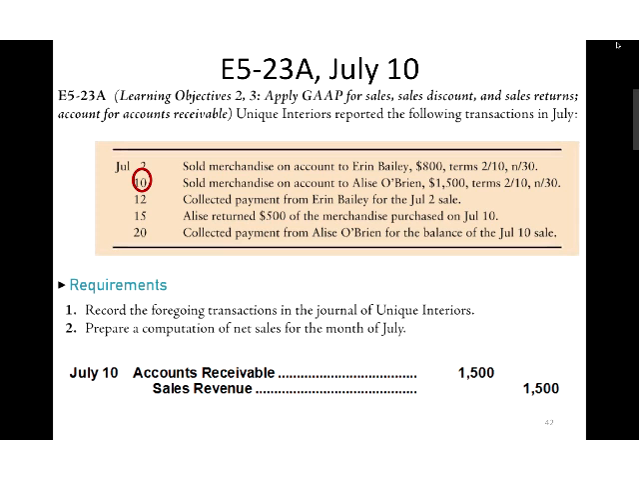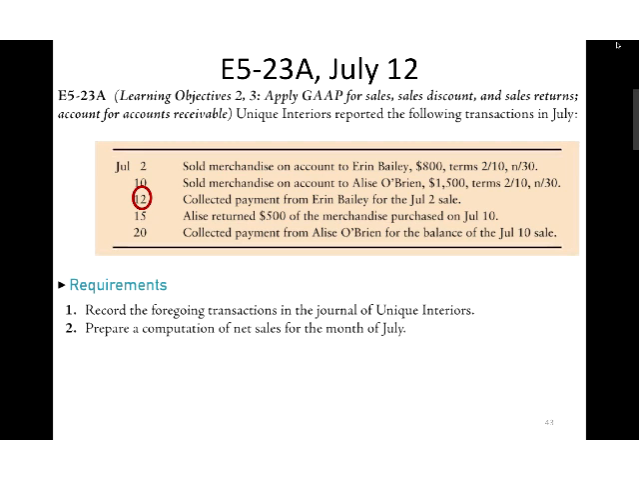Now, moving down to July 12th. When we calculate our 10 days, we don't count the day of sale. So 10 days from July 2nd is July 12th. We collected payment from Aaron Bailey for July 2nd. So it's telling us that we received cash from Aaron Bailey. Now this is within her 10-day period.